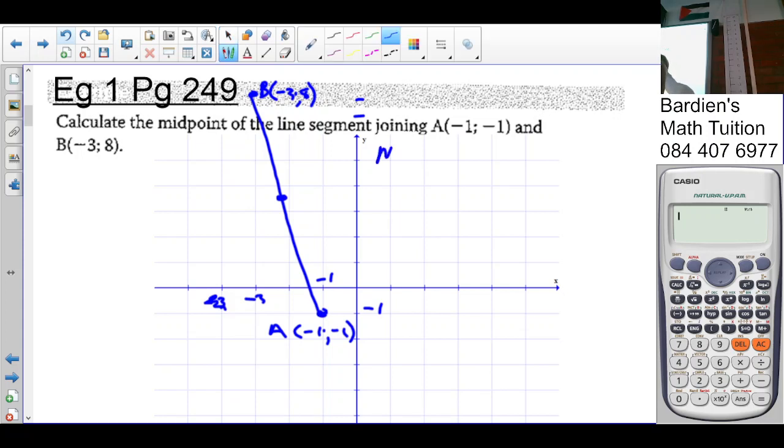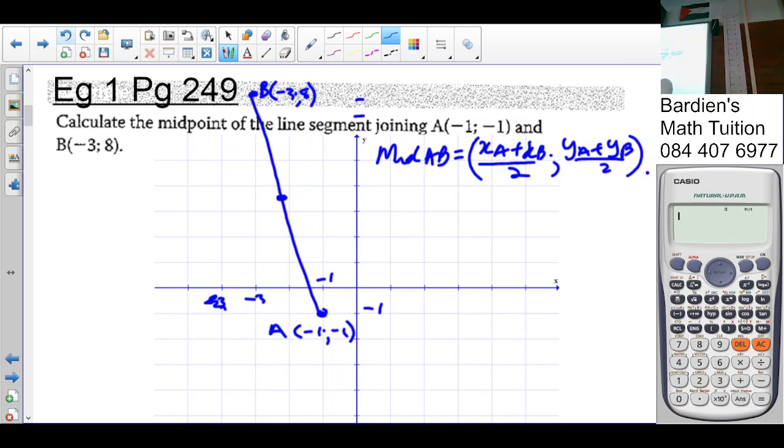So for the midpoint of AB, well, what's our formula? XA plus XB over 2, YA plus YB over 2. So it's XA plus XB over 2, YA plus YB over 2. Please memorize the formula. And every time you do this calculation, write down the formula. In turn, you will start remembering it.